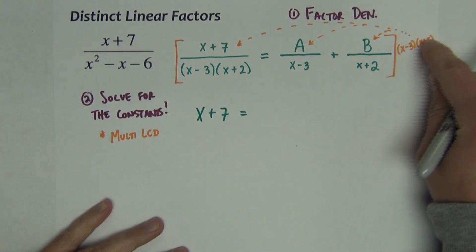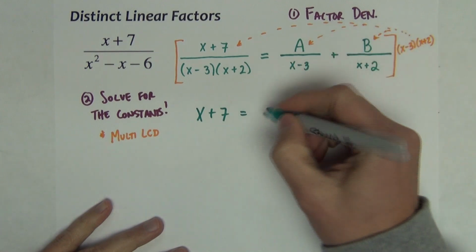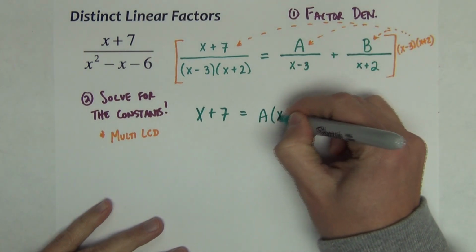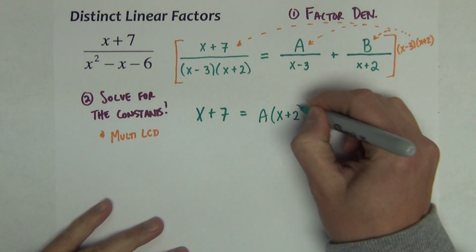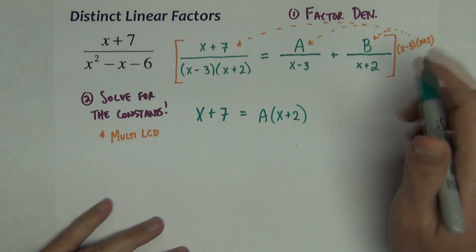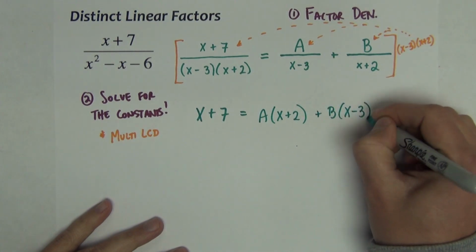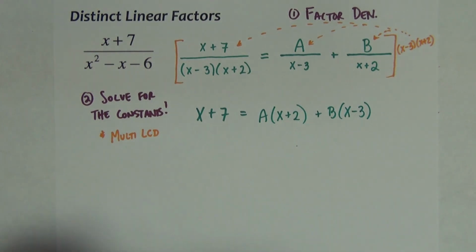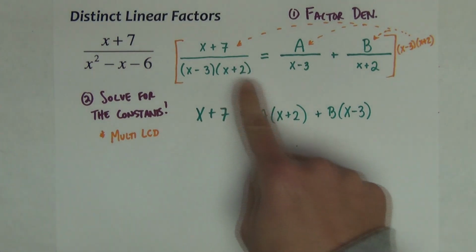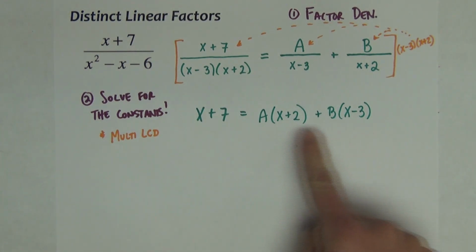If I put both of these factors here on this one, it cancels the x minus 3's and it's going to leave A times x plus 2. And if I put both these pieces here, we see what will happen. It'll cancel the x plus 2's and leave B times x minus 3. So now, instead of having this ugly looking complicated rational equation, we have a much simpler looking linear equation to try and solve.